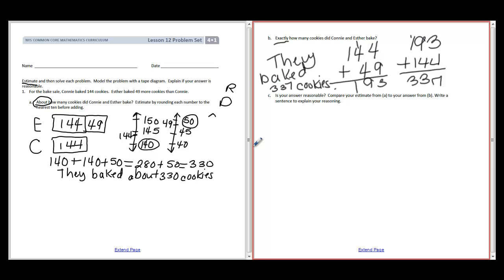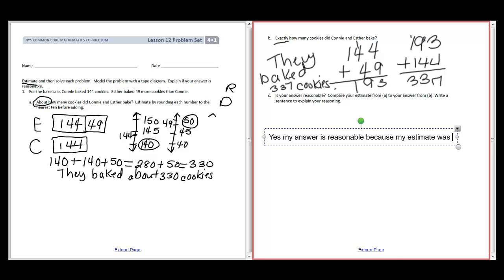Pretty close to our estimate though, isn't it? It says, is your answer reasonable? Compare your estimate from A to your answer from B. Write a sentence to explain your reasoning. Okay, I'm going to type this because if I write with this pen, it's not going to look very pretty. Okay, this does not have to be a really long answer. Basically, I would say, yes, my answer is reasonable because my estimate was 330 cookies, and the actual answer was 337.